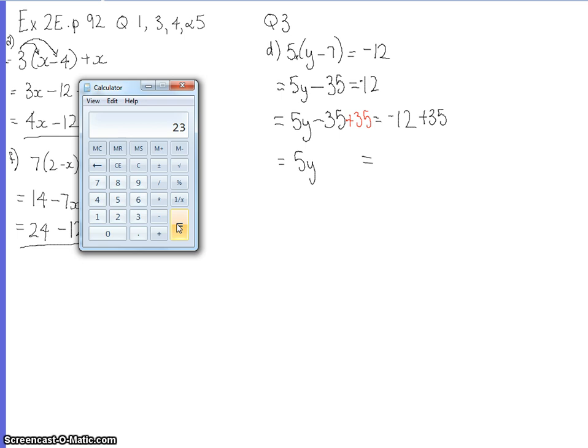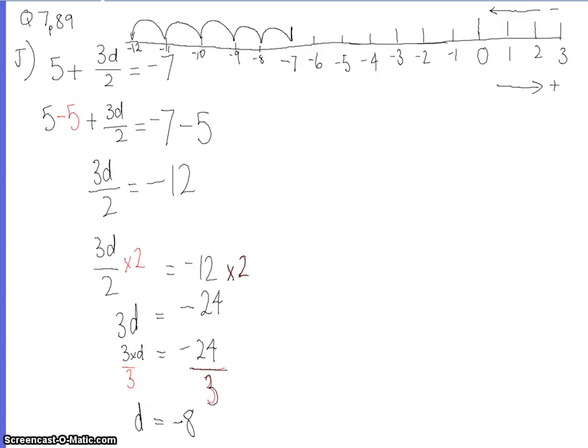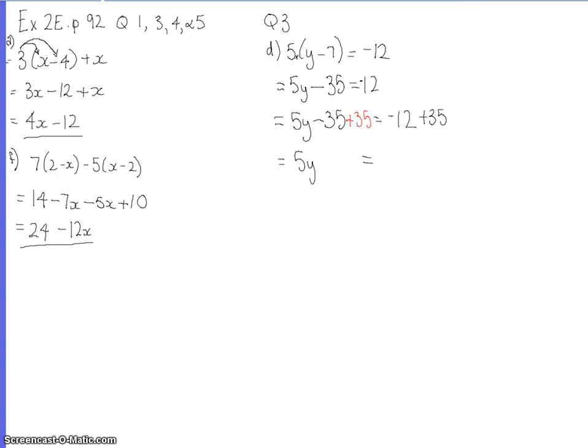Okay, we're on that number line. If we go back, it was negative 12 plus 35. We're at negative 12 and we're adding 35, and because we're adding, we're going this way. You're going along 35 places, and what you end up with here is 23. So 5y will equal 23. We've got 5 times y. The opposite of times 5 is divide by 5.